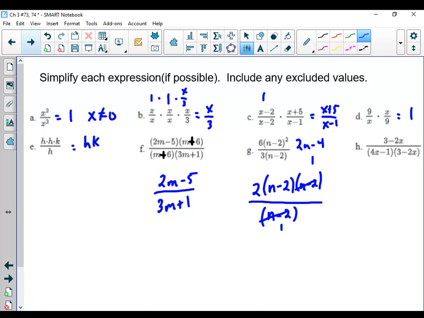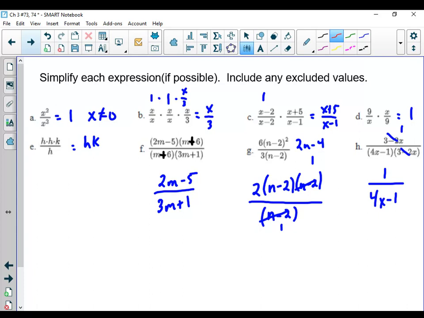What about the last one? Can I do any canceling here? Yeah, the 3 minus 2x's. So what am I going to end up with? Yeah, 1. It doesn't just totally disappear. We've got 1 over 4x minus 1. All right, so those are our simplified ones. Now, we have to be a little bit careful when we do the excluded part, because when we're looking at excluded values, we're really thinking about the original function.